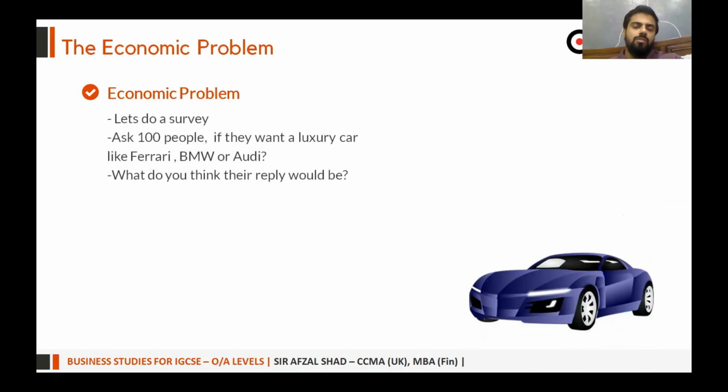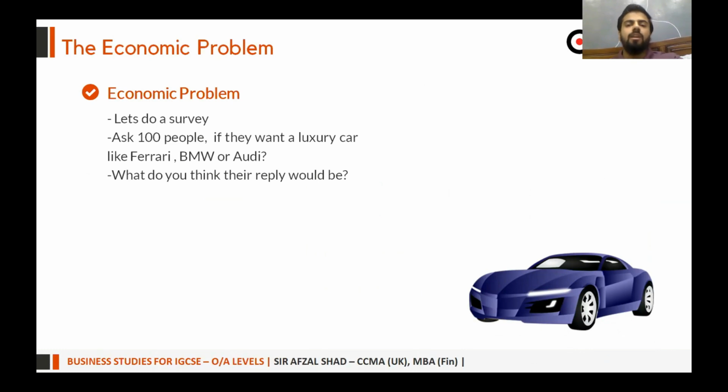Let's move on to the next topic, which is the economic problem. We have discussed a sports car in the previous slide, and we discussed that these are actually wants, the desires which everyone wants to have. Let's suppose I give you an option to do a survey, and you just have to go to 100 people and ask them if they want a luxury car in their life like a Ferrari, BMW or Audi, do they want it? What do you think their reply would be?